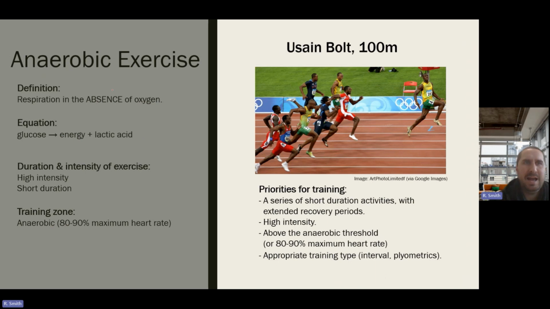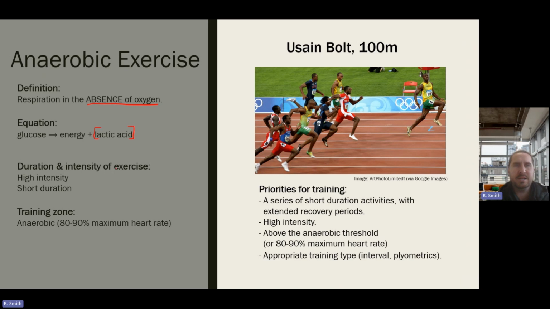If we now look at anaerobic exercise, in this case, we're looking at it being in the absence of oxygen. We're working too intensely for oxygen to be readily available to continue to supply the energy that's needed for exercise. So in this case, we are working and using glucose, leading to energy, and the big waste product on this occasion is lactic acid.